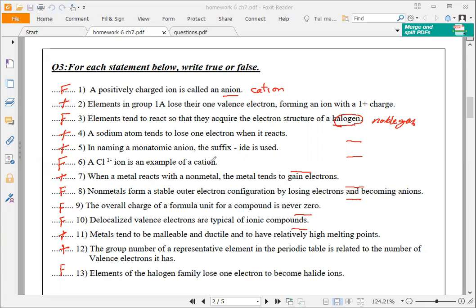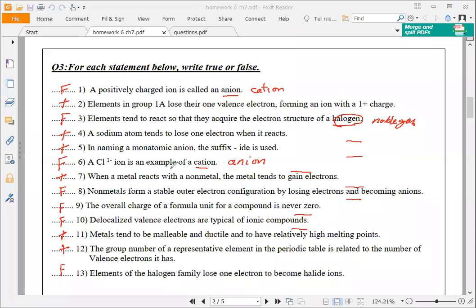Okay. Statement number 6. Turkey. A chlorine ion is an example of a cation. We should switch the negative sign to positive. No, it's an example of an anion. Let's switch it to positive. Can you make it positive just like that? No, switch the cation and put anion. Anion.